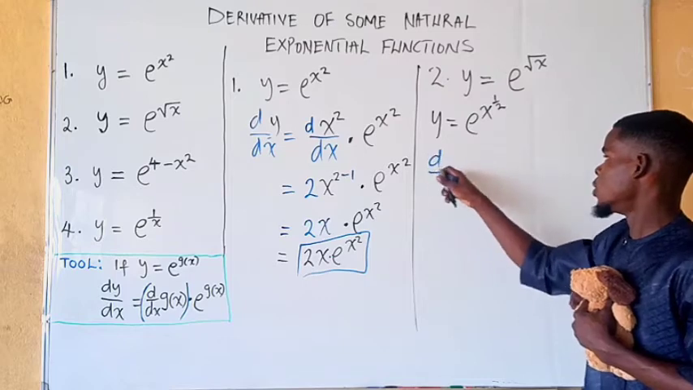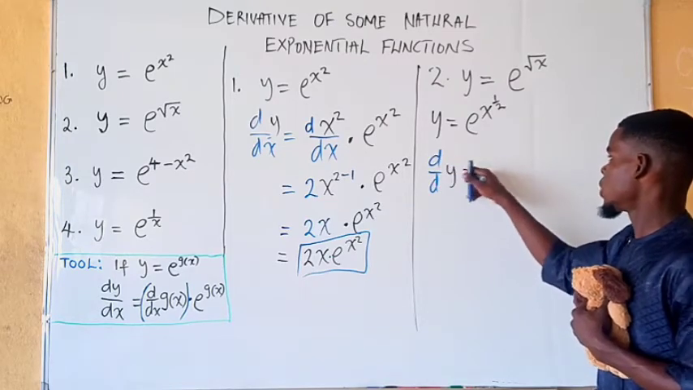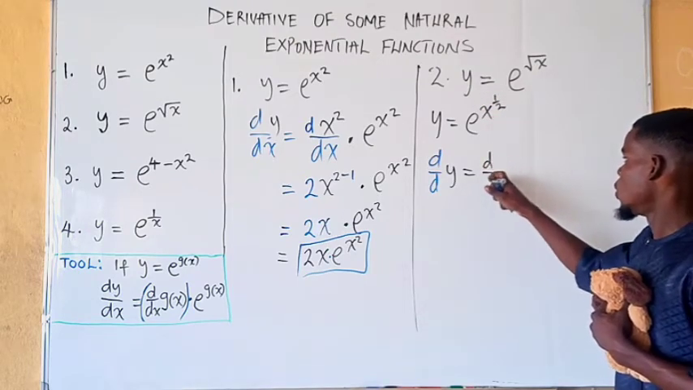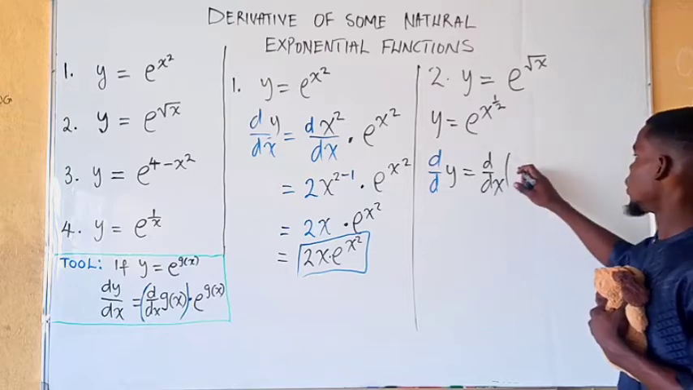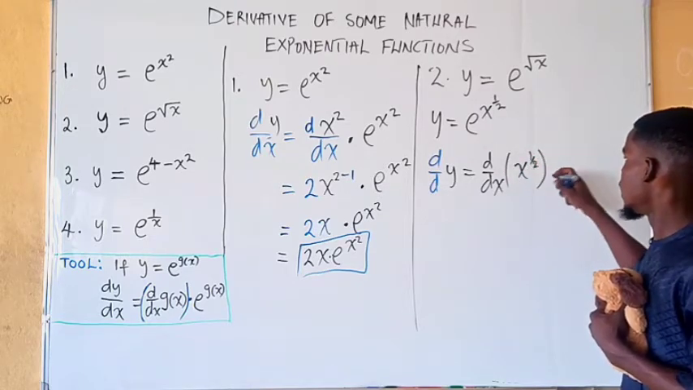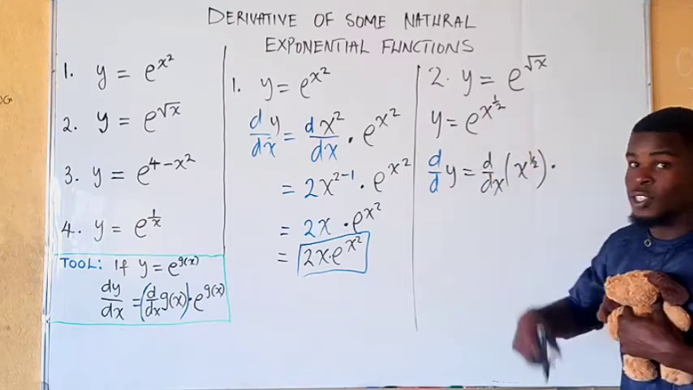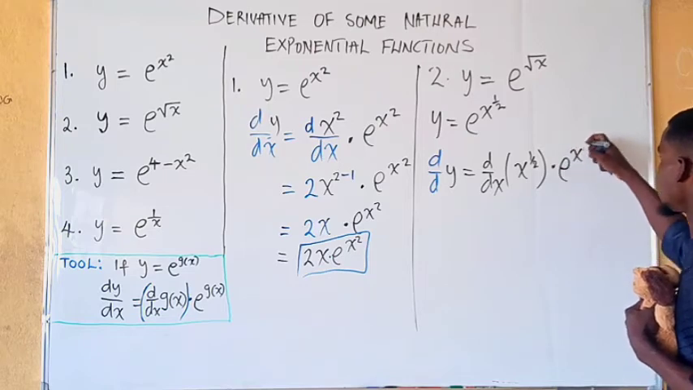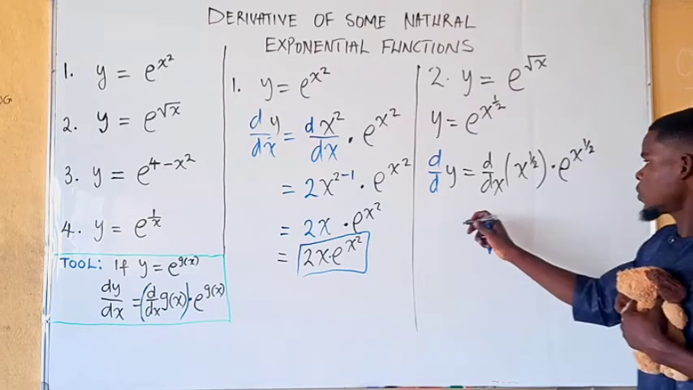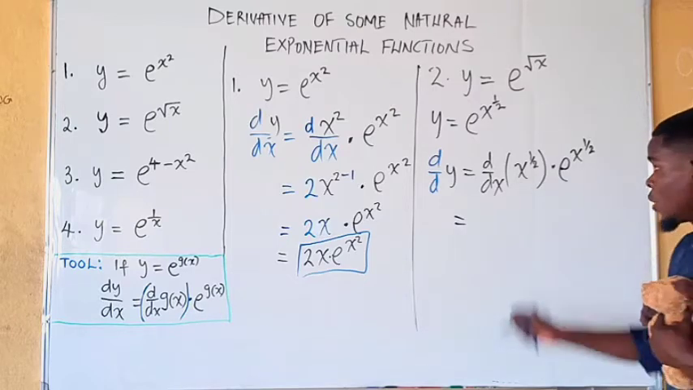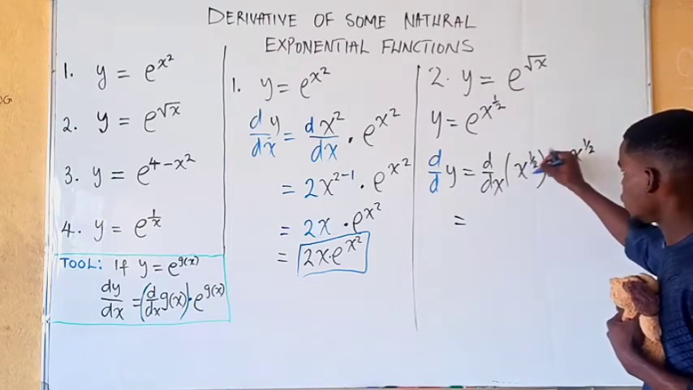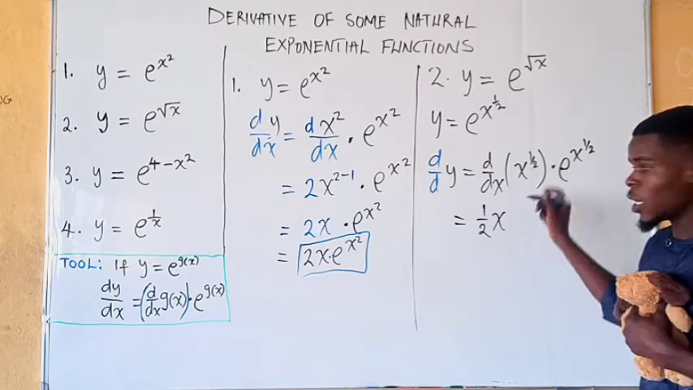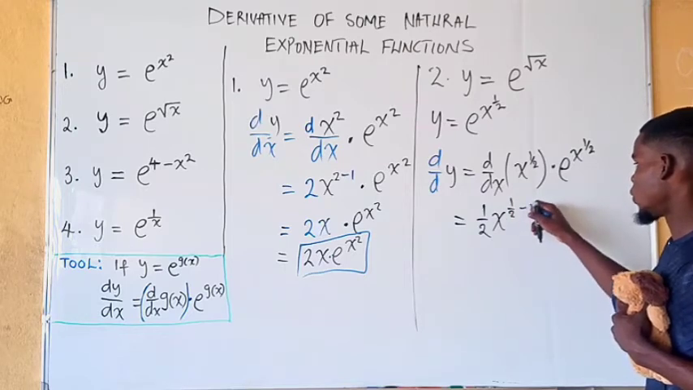We have the derivative of y with respect to x, and we differentiate the power, the derivative with respect to x of x raised to the power 1/2, times the whole function itself, e raised to the power x to the 1/2. Our work is just to differentiate the power and multiply with the whole function. Using the power rule, we bring the 1/2 to the front, put down the x, and then subtract 1 from this power, which is 1/2.